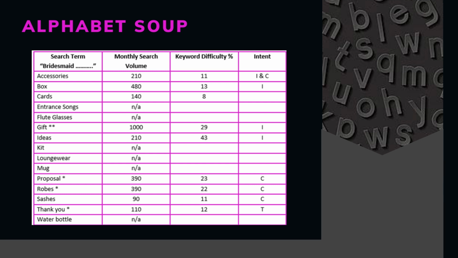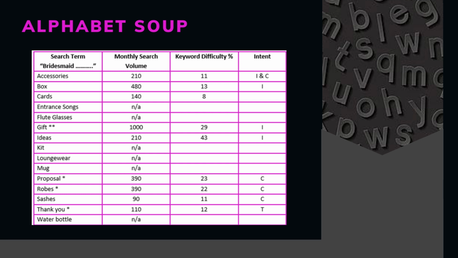So based on that table, I was able to figure out that bridesmaid gift has a really healthy monthly search volume and a relatively uncompetitive keyword difficulty. And the intent with this term is mostly informational. The term personalized gifts also had a good monthly search volume, and that had a slightly higher keyword difficulty. And then expanding on this, I found that by making longer tail keywords, particularly those including Ireland, the commercial and transactional intent remained, but the keyword difficulty decreased.